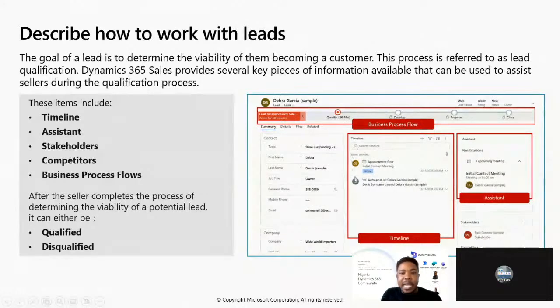Then this area is the timeline. This area contains the communication between the parties. This is where you see all your emails, your phone calls, your tags, your notes. This is where you have all of this information. All right. On the other side is just an assistant that tries to book things ahead of you, like tells you what needs to be done at some point in time. Okay. So these items are the timeline, the assistant, and the relevant stakeholders.